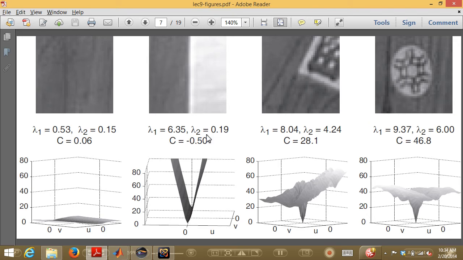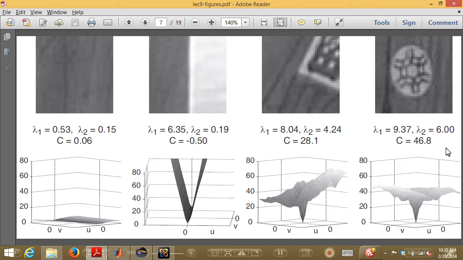Here, this one has one big eigenvalue and one small eigenvalue, but the Harris cost still turns out to be small. And these both have robust eigenvalues in both directions, and the cost function is very large. So what I could do is run this cost function across my whole image and find places where C is greater than 25. Tell me those pixels, and that will give me good corners that I can use for feature detection, right?